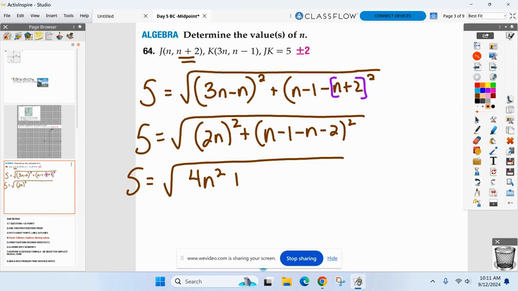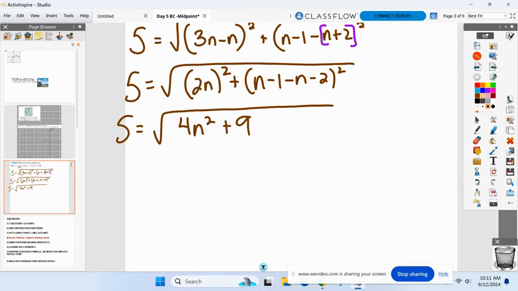And then over here, the n's are gone. Negative 3 squared? 9. So I should have a 9 there. I know you see a 4 and a 9 and you're like, oh, I could take the square roots. This is not equal to 2n plus 3. That's not equal to 2n plus 3.